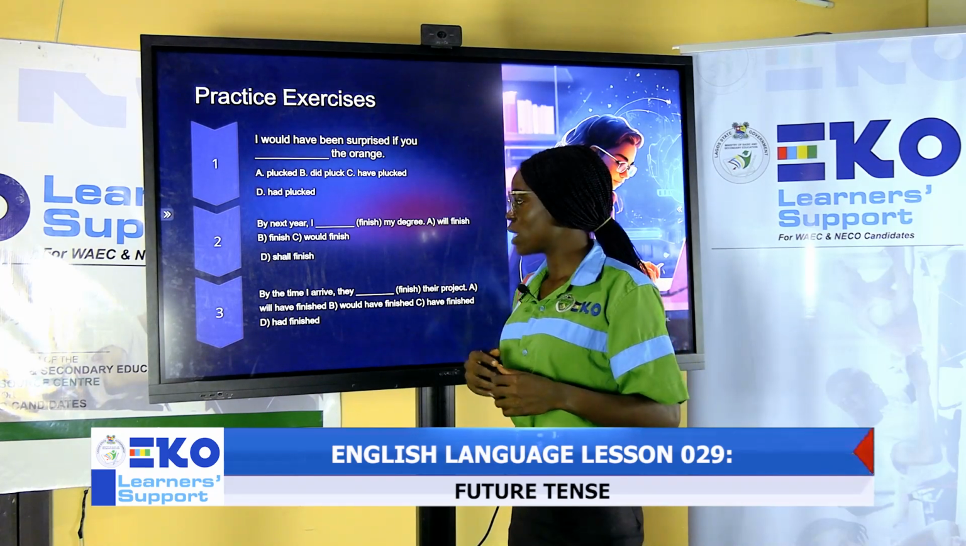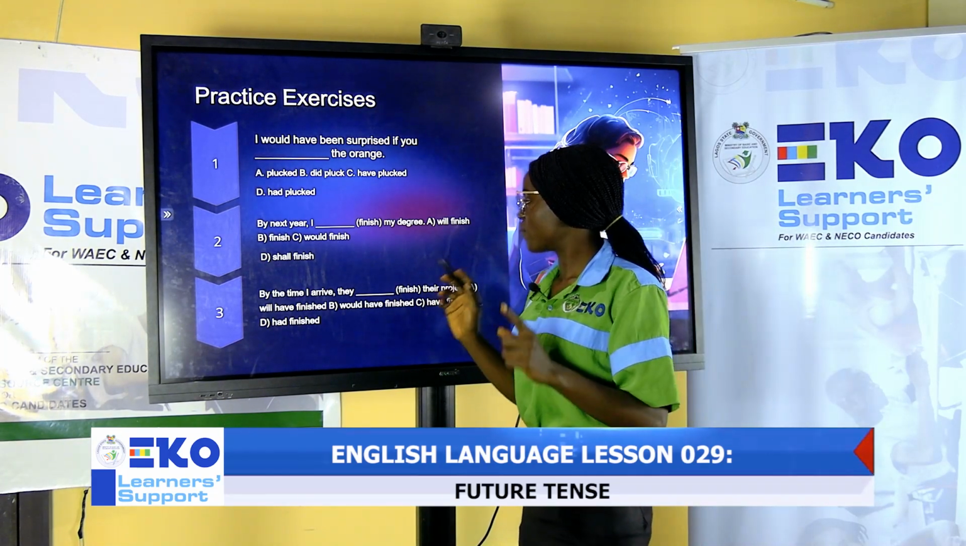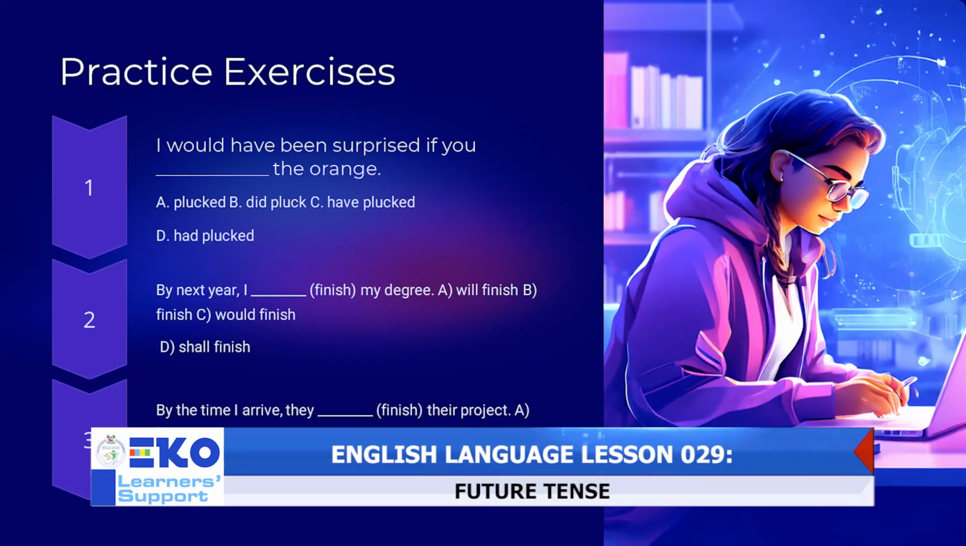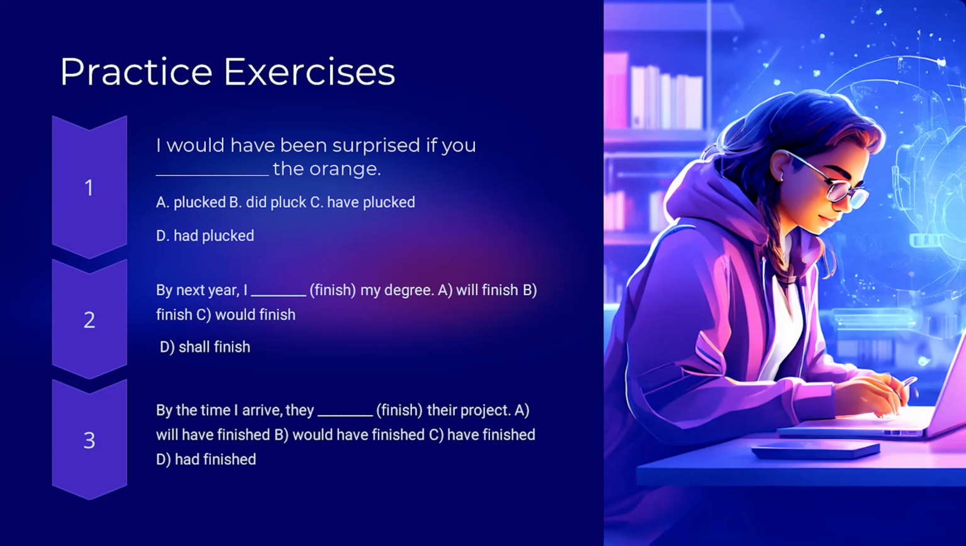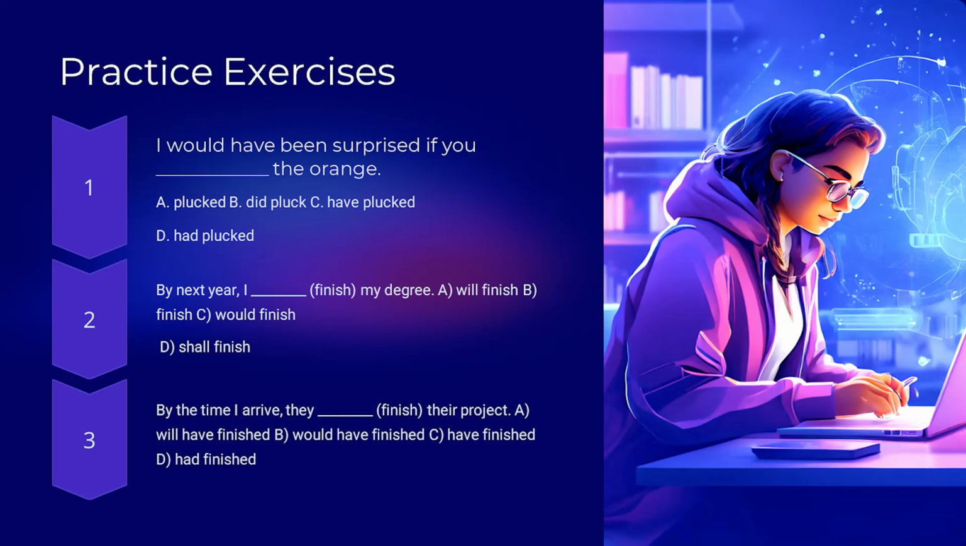Look at the second one. By next year, I dash my degree. Finish is in the brackets. Will finish, finish, would finish, shall finish. Then the third question: by the time I arrive, they dash finish their project. Will have finished, would have finished, have finished, or had finished.